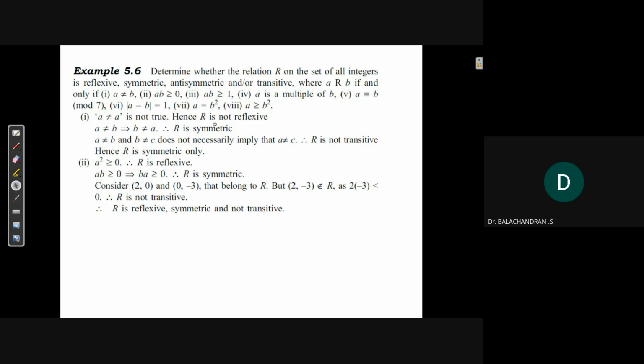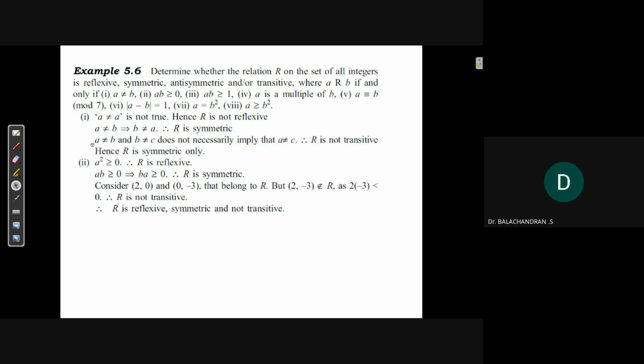Second one, symmetry. A is related to B means A not equal to B, which implies B not equal to A. Hence A related to B implies B is also related to A, and hence R is symmetric. Next, A related to B and B related to C means A not equal to B and B not equal to C, which does not imply A not equal to C.